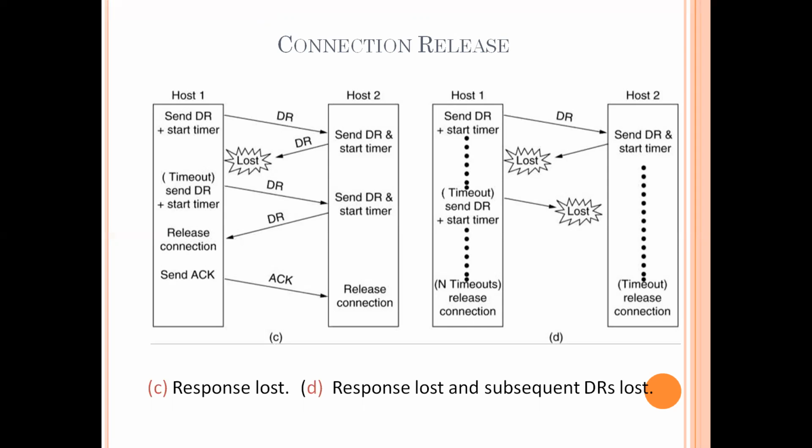In the next figure, host 1 is sending the data release to host 2. Host 2 sends the data release to host 1, but it is lost in the intermediate. That's why it waits for a timeout and again sends the data release. Again, the data release is lost. Then host 1 doesn't receive the data release from host 2. That's why it waits up to some timeout and after that it releases the connection.